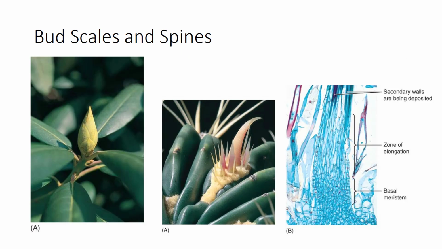Bud scales are small modified leaves that form a tight layer around the stem tip. They protect dormant buds in the winter. They have short or absent petioles and are often waxy and tough. Some are hairy and may have a thin, corky bark layer.